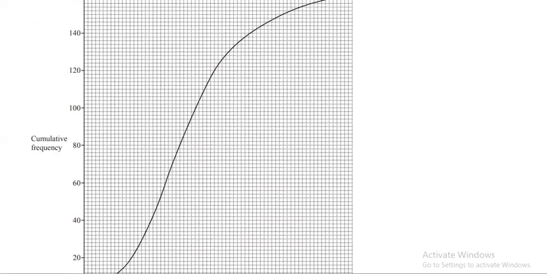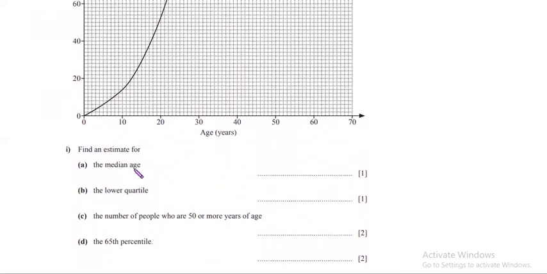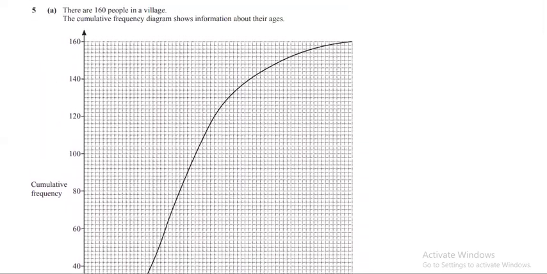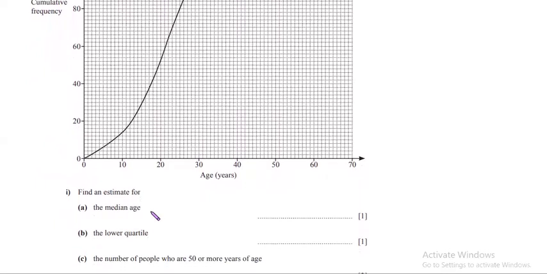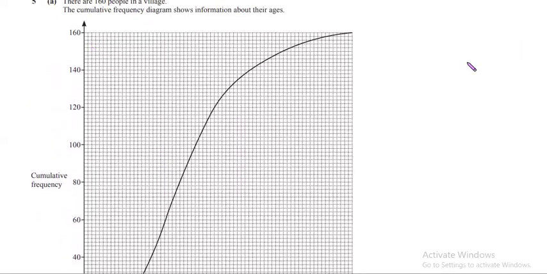Now, in this case, the cumulative frequency curve is given to us. We need to calculate the median age. On the y-axis, the total is going to be 160. That's the cumulative frequency, the total frequency. As mentioned previously, the position of the median in a cumulative frequency curve is the total divided by 2. So that's 160 divided by 2, that is 80, which means the 80th score should be identified.